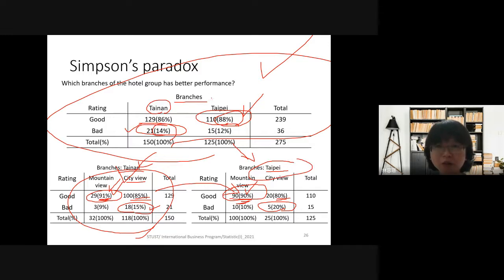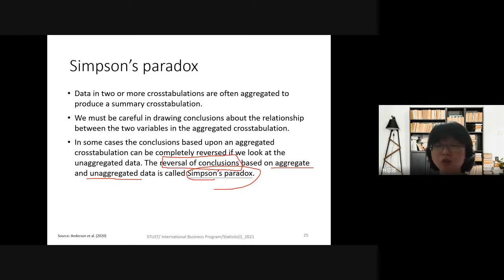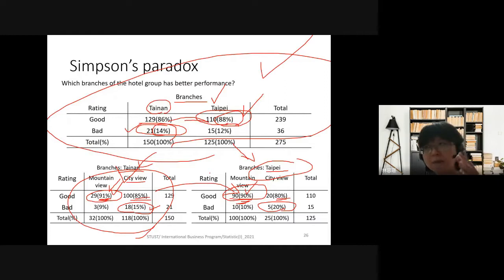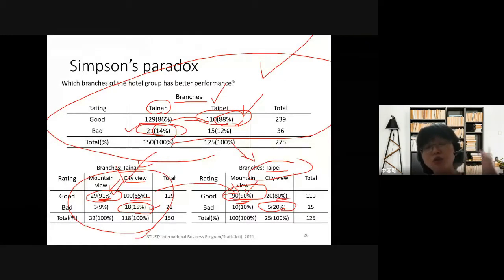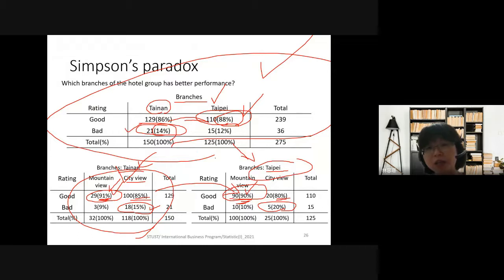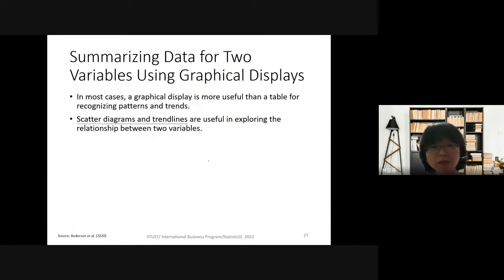But if you look at the aggregate data, the result seems not the same. So it will cause a Simpson paradox here. That means if we would like to use the cross table to do some analysis, sometimes we may need to set some specific context to express it. We cannot just aggregate them and make a rough conclusion to say it is right or wrong. Okay. So sometimes we can also summarize the data for the two variables.